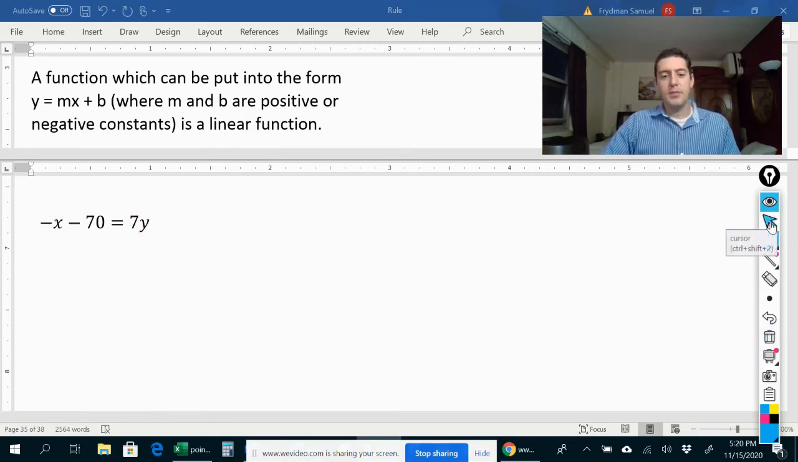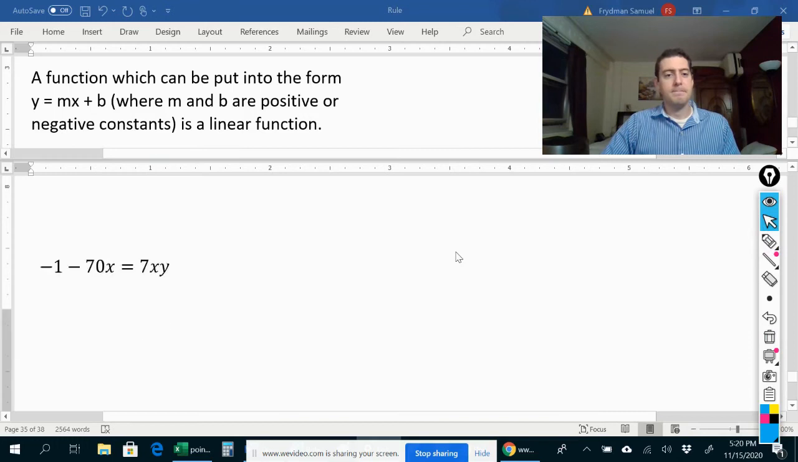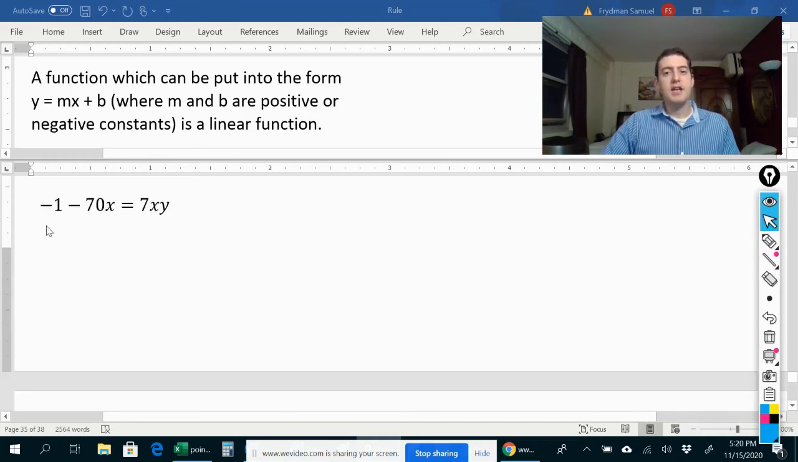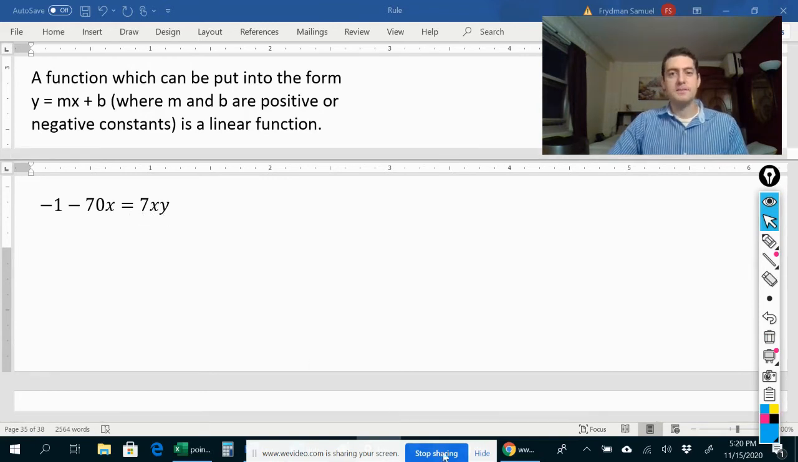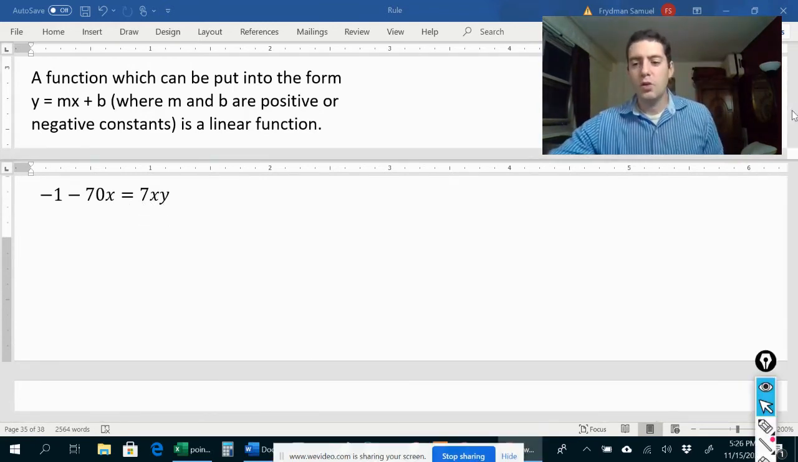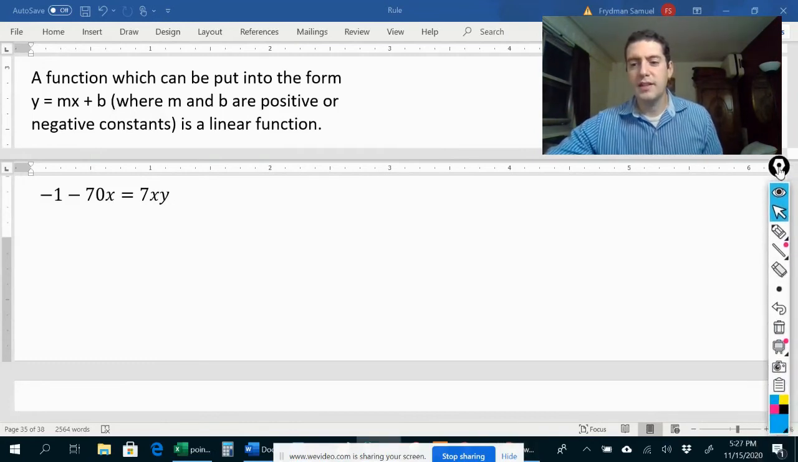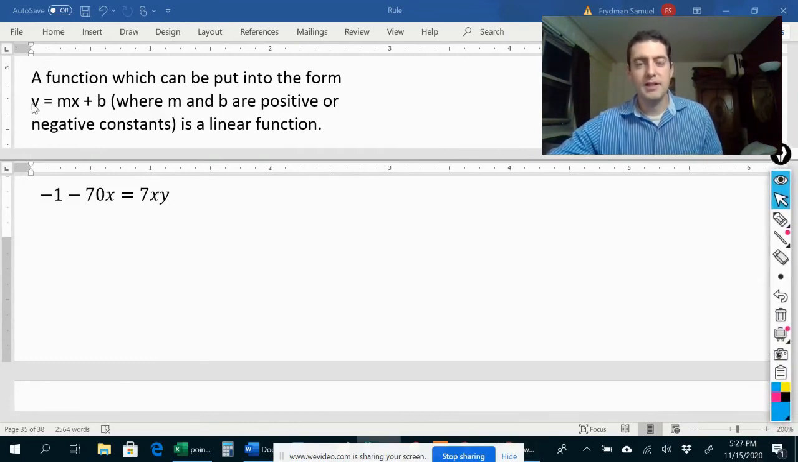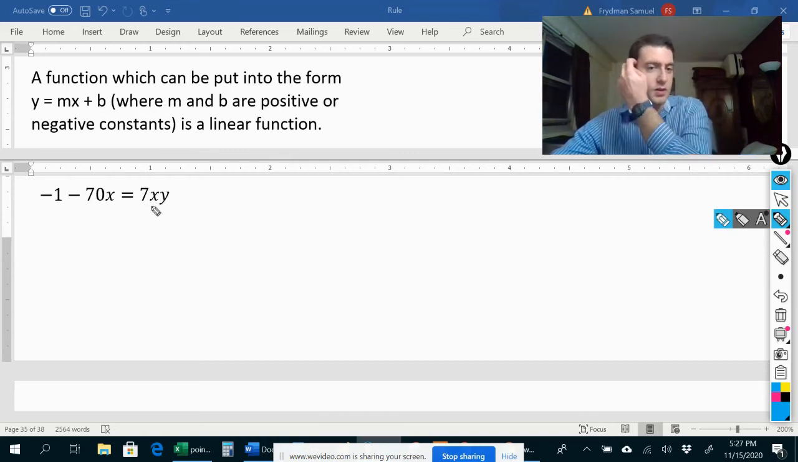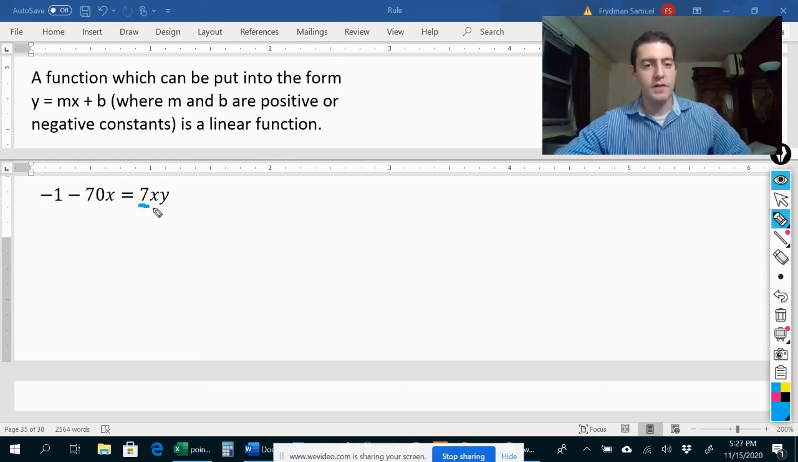For the next example here, let's look at -1 minus 70x equals 7xy. Okay, so what we're going to do is try to get the y by itself and then see if the other side is in this form. So in order to get the y by itself, I would have to get rid of this 7x that's right next to it, which is being multiplied by the y right now. So to get rid of that, I would have to divide both sides by 7x.